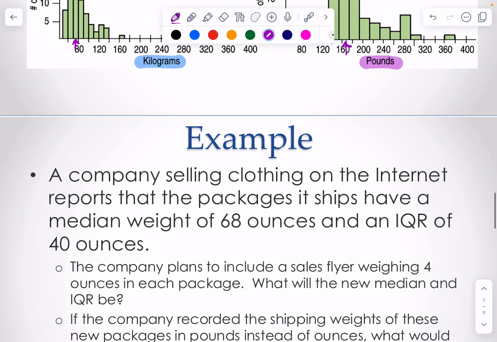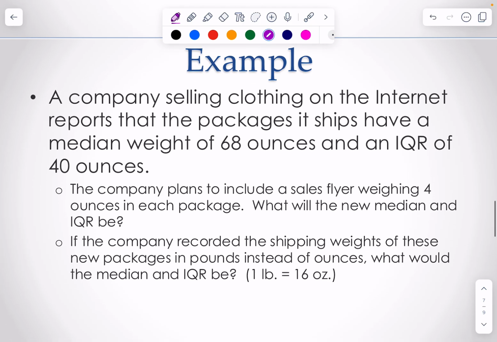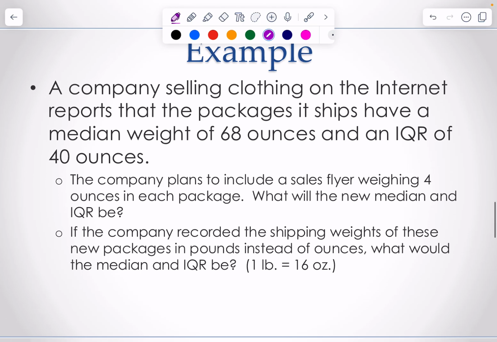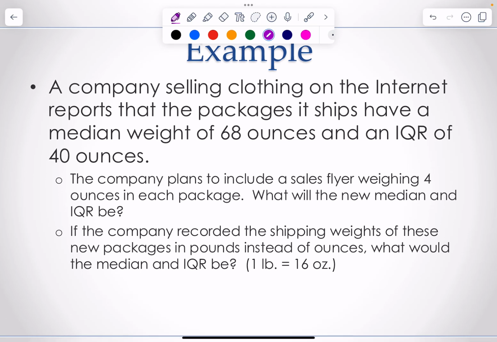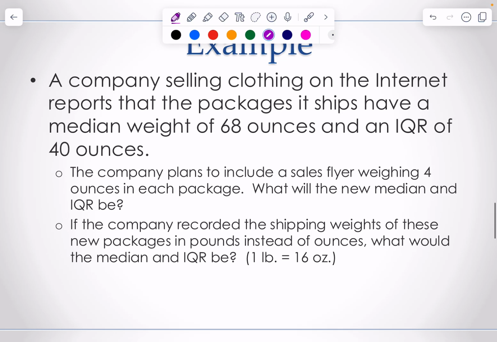And so the last thing here is just a quick example, putting all this together. So when I do my transformations, if it's a shift, a rescale, or if I do both, how do we attack that situation? A company selling clothing on the internet reports that its packages have a median weight of 68 ounces, and we have an IQR of 40.